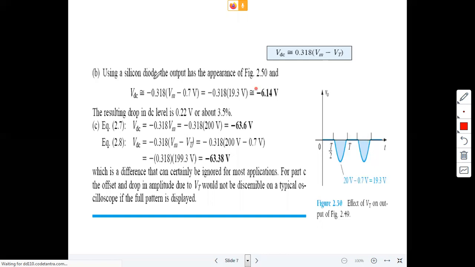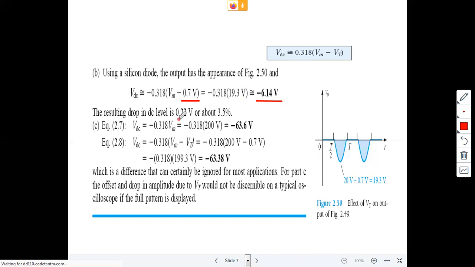Now come to the practical diode. A practical diode has a cut-in voltage of 0.7 volt. Now how much is the DC? What is the DC formula here for the practical case? VDC is equal to 0.318 into Vm minus Vt, where Vt is the diode cut-in voltage. For silicon, that voltage is equal to 0.7 volt, right? Then subtract, and now the DC content is minus 6.14 volts, right?